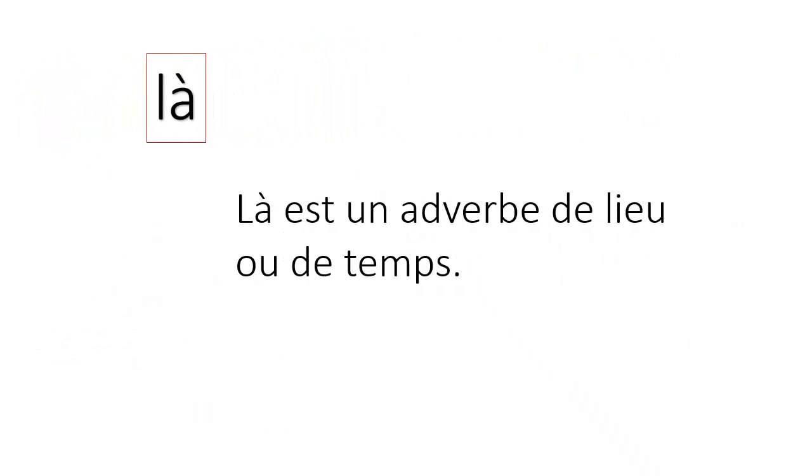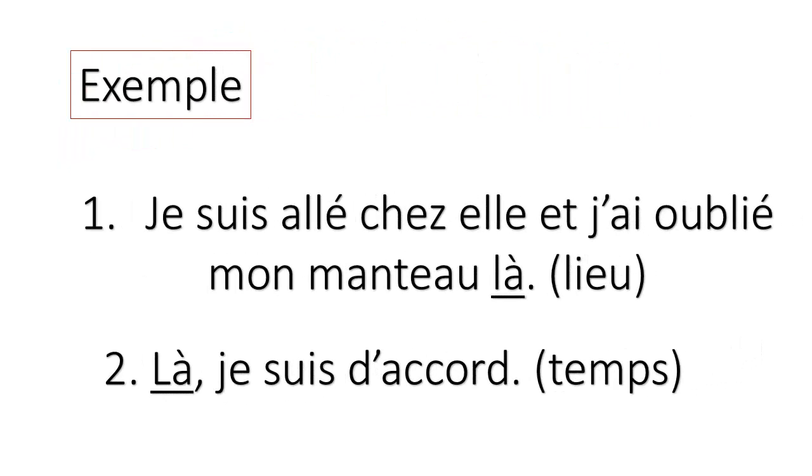Now là, with an accent, is either an adverb of location or time. Example 1. Exemple 1. Je suis allé chez elle et j'ai oublié mon manteau là. In this case, là specifies a location. Example 2. Exemple 2. Là, je suis d'accord. In this sentence, là is an adverb of time.